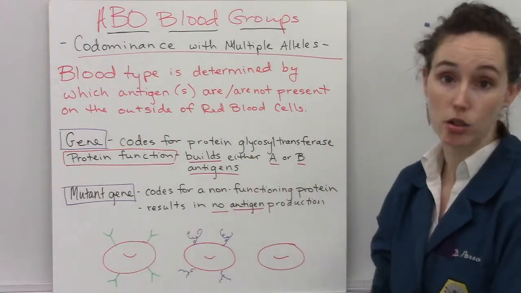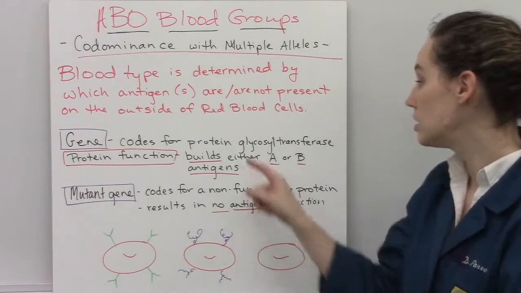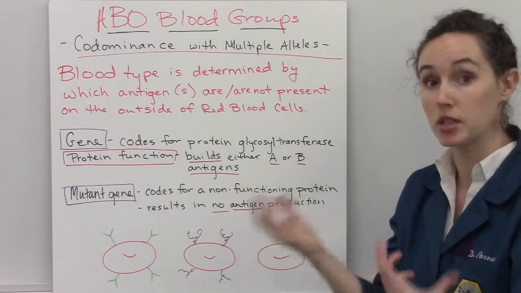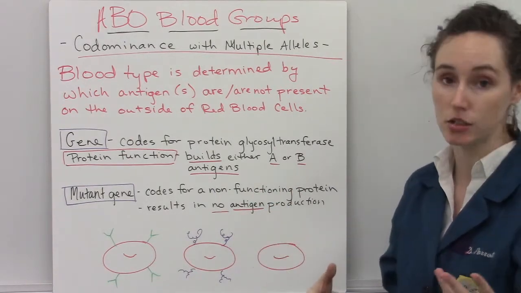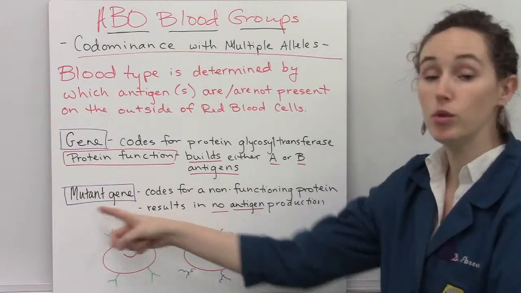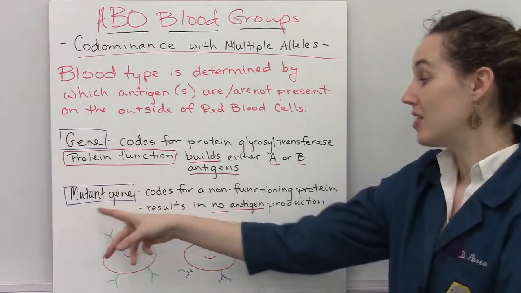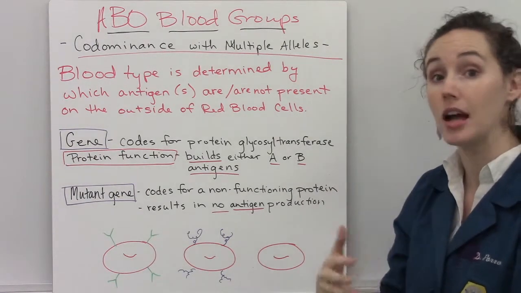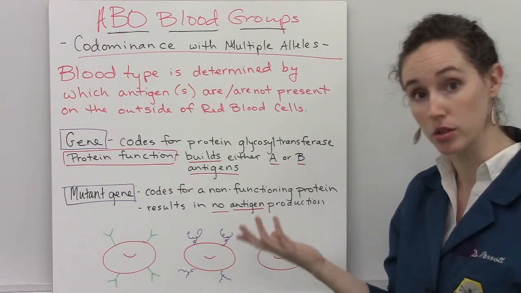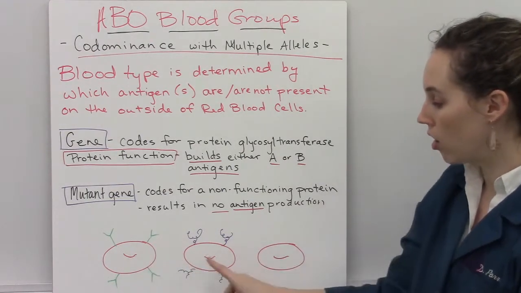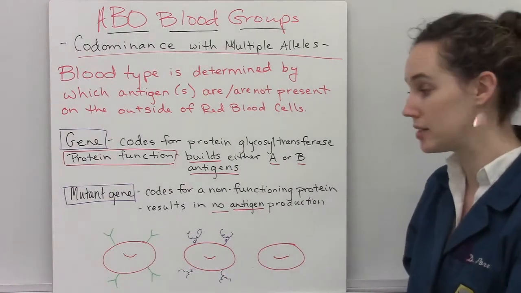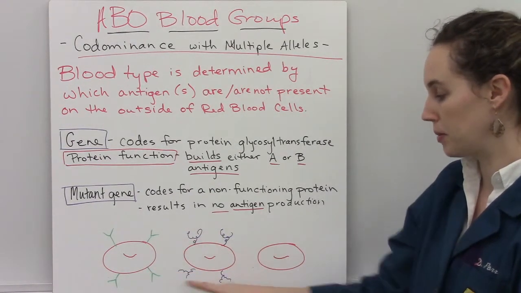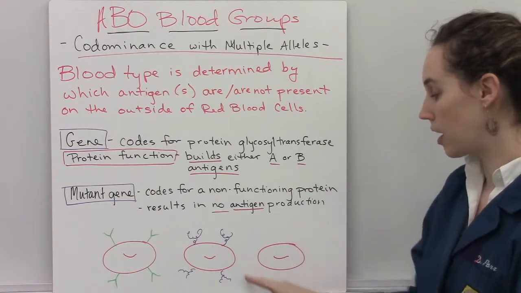There's a gene that codes for a protein called glycosyltransferase. The function of this protein is to build either type A or type B antigens. There's a mutant form of the gene, and this codes for a non-functioning glycosyltransferase protein, so neither A nor B antigens are built. Here are diagrams of 3 red blood cells. This one has type A antigens on it. This one has type B, and this one does not have any.